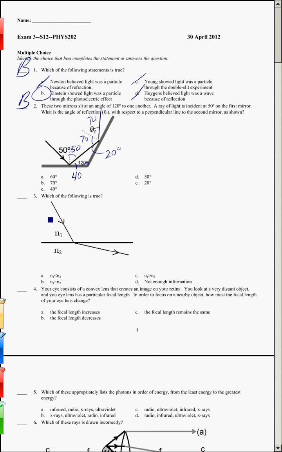Which of the following is true? I like to think of a wave front. In order to bend in this way, it has to travel faster here when it enters the medium N2. That means that N2 is less than N1, so that's C.